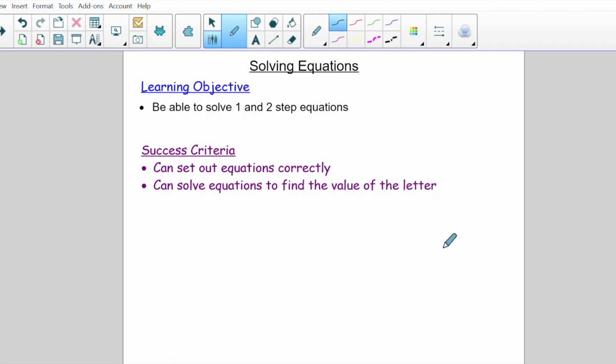In this video, we're going to learn how to solve one- and two-step equations. We're particularly going to focus on how to lay out our method correctly because this will be very important as equations get more complicated and we can't work out the answer in our heads.